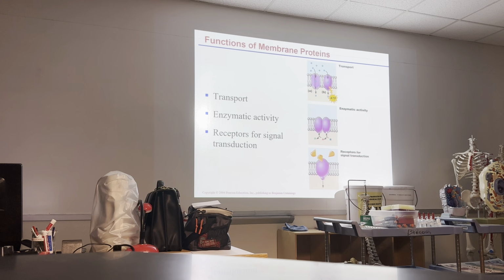So what do they do on these membrane proteins? They transport, they have enzymatic activity, they have a receptor for the transduction. So they transport, enzyme and receptor. This is going to be on your exam as well.